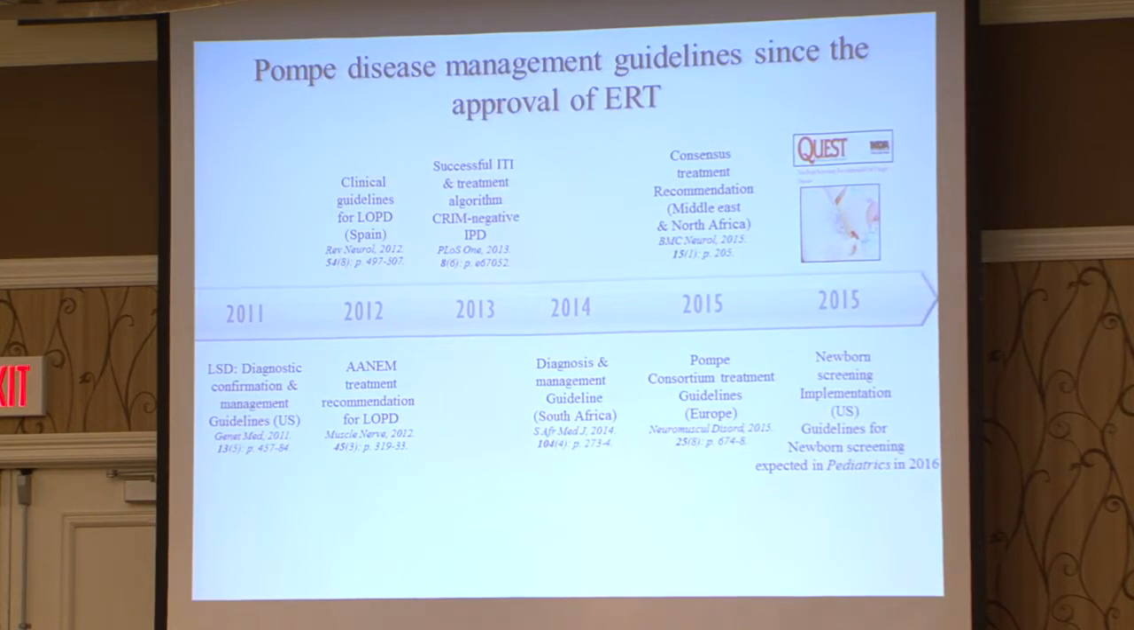Then there were guidelines published in Spain. Then a group of neurologists in the United States had some for the late-onset cases. Then there were guidelines for immune tolerance induction for CRIM-negative Pompe, then South African guidelines, and recently guidelines from Europe. Now we're working on newborn screening guidelines in the United States, and we're expecting a whole supplement in Pediatrics, which encompasses 6 articles because of the advent of newborn screening in the United States.